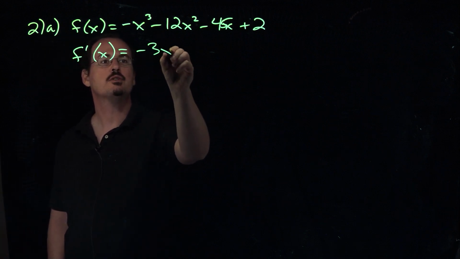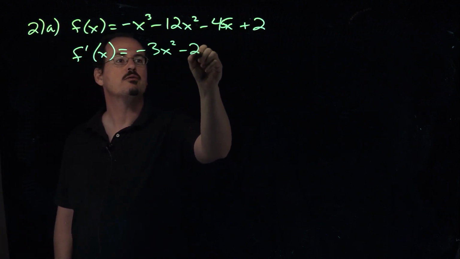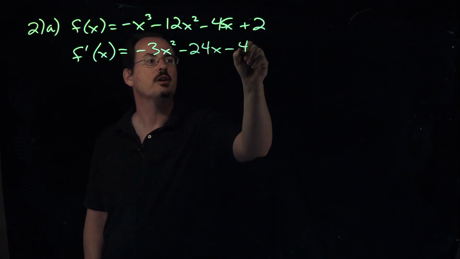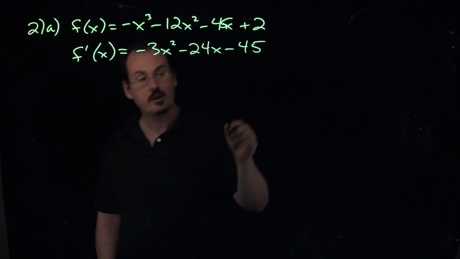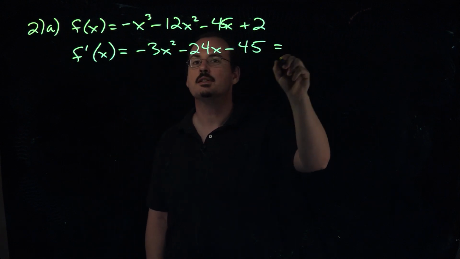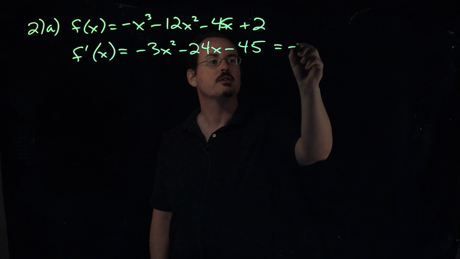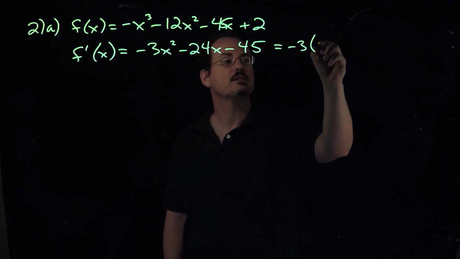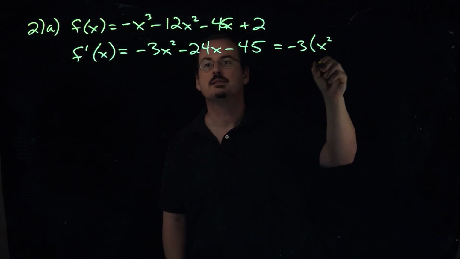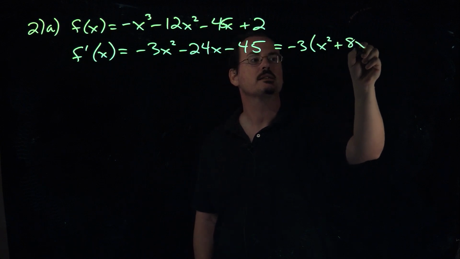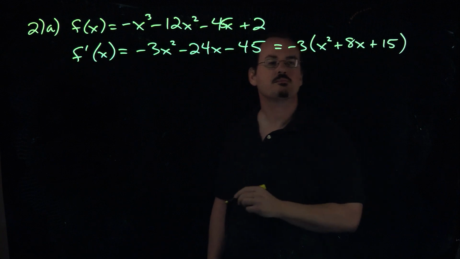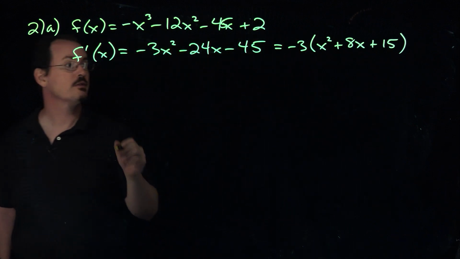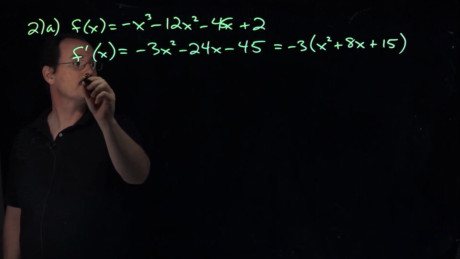need, so we'll take the first derivative, so minus 3x squared minus 24x and then minus 45. And then let's go ahead and factor this, so it'll make it easier to find the zeros of this thing. We'll factor out a negative 3 first, and that'll leave us with x squared plus 8x plus 15. Okay, so there's the first derivative.